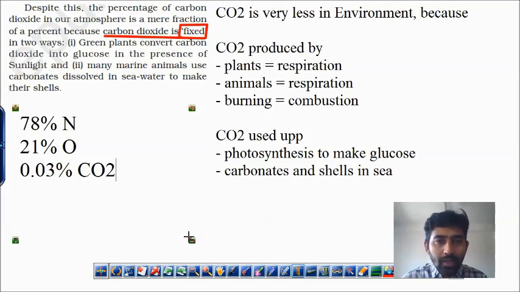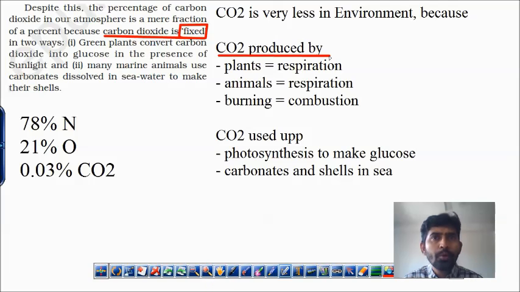What do you do with carbon dioxide? Number one, carbon dioxide is produced by somebody. Who produces CO2? Plants produce CO2. How?